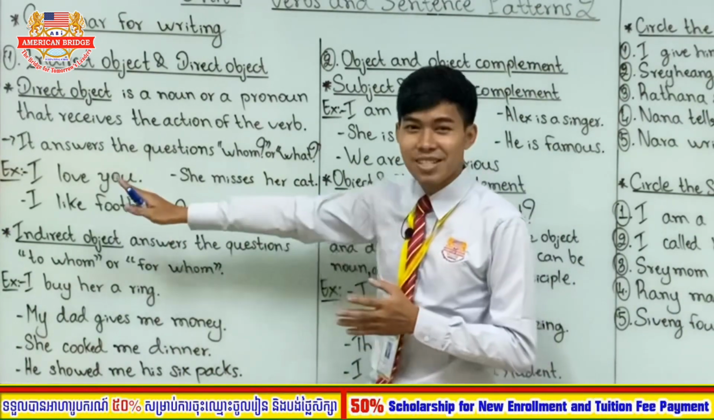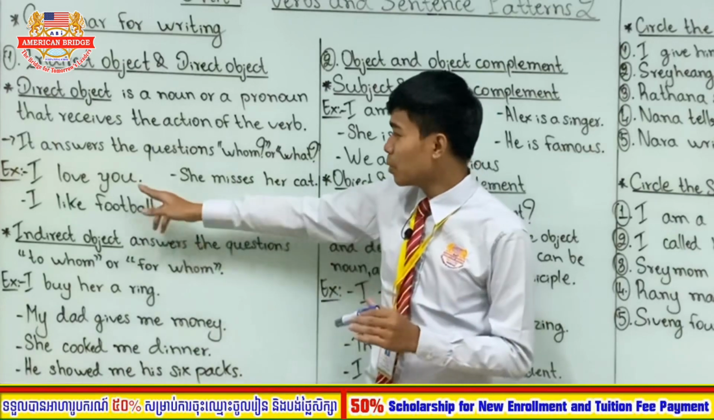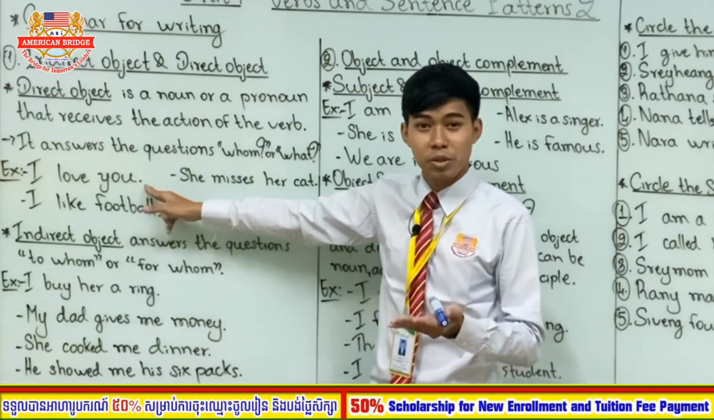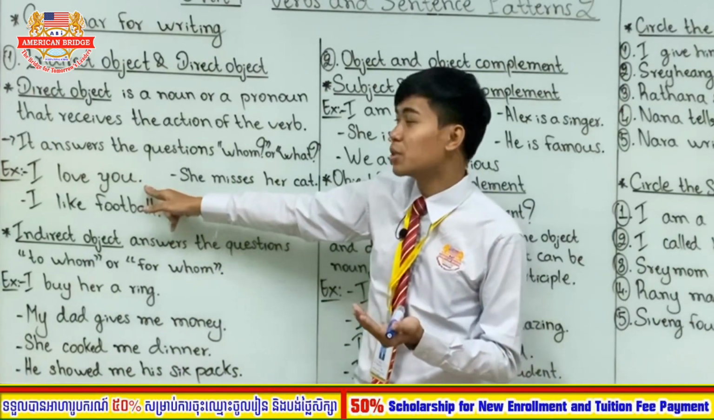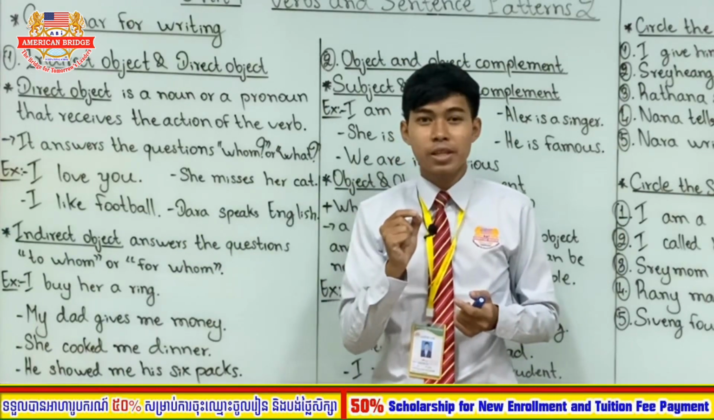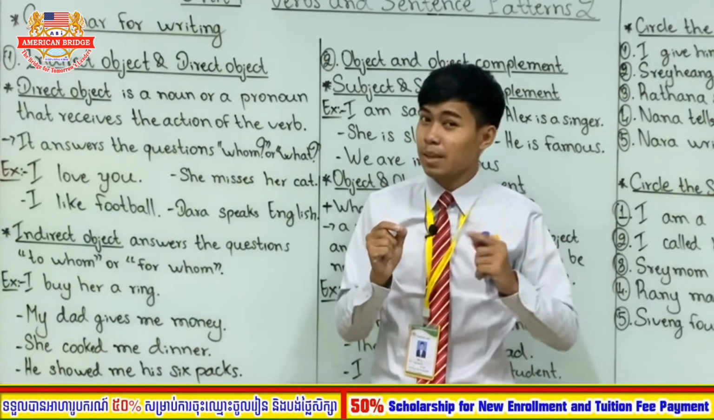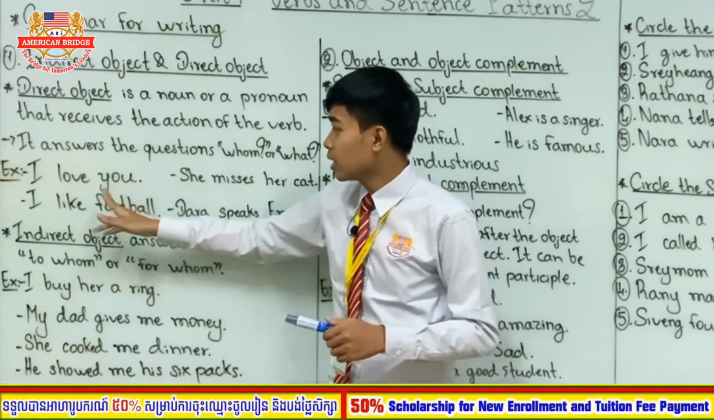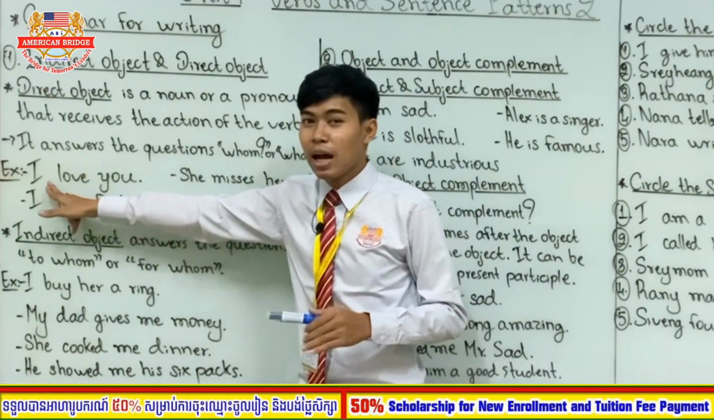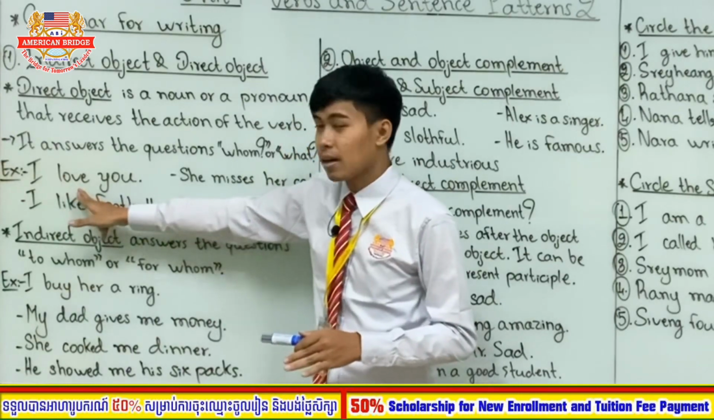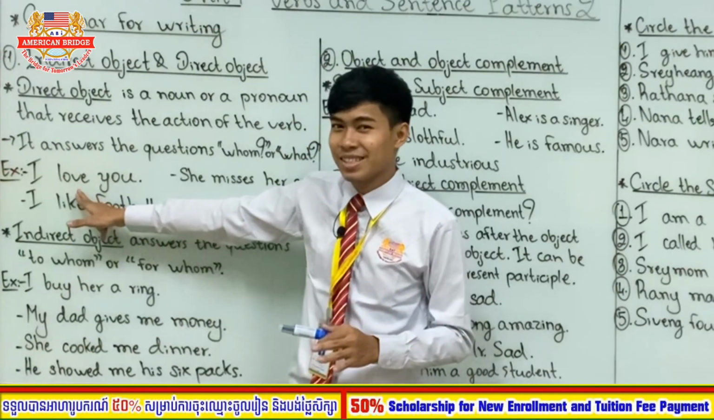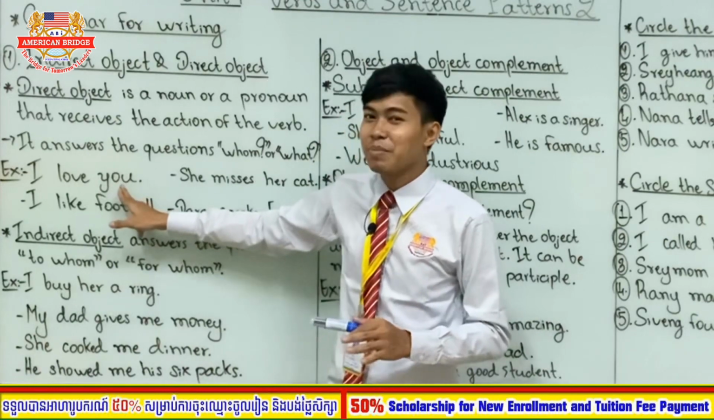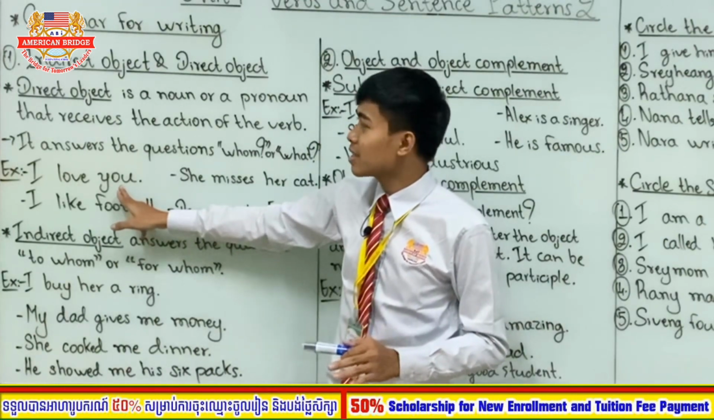Okay, so now let's go to example. The first example, I love you. What you need to do is to identify what is the subject and then what is the verb. So what is the subject in I love you? The subject is I, right? How about verb? Verb is love, right? How about object? Object is you, right? You here is an object and it is a direct object.